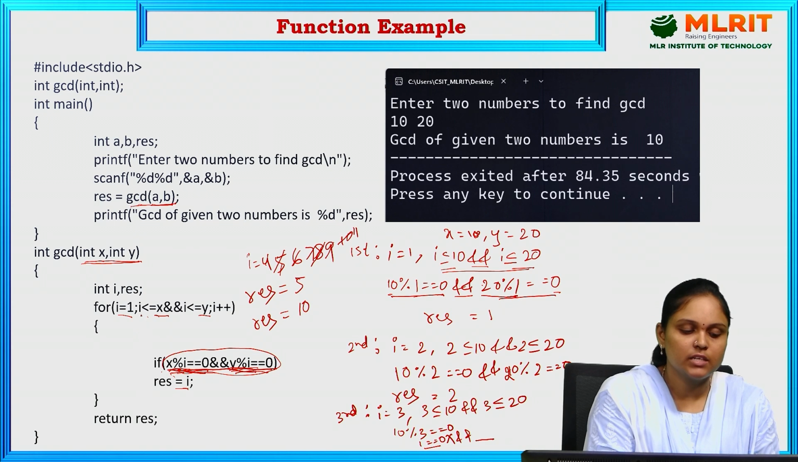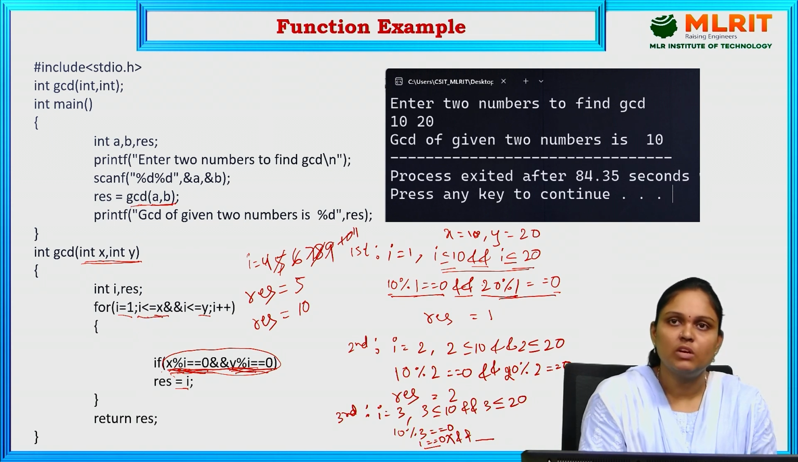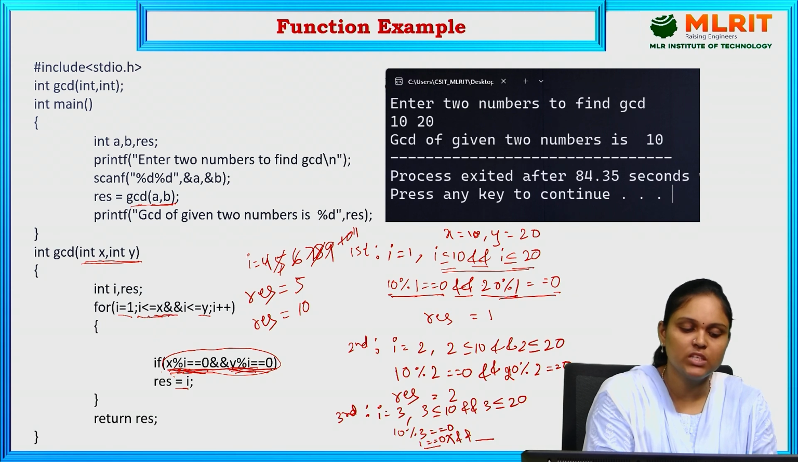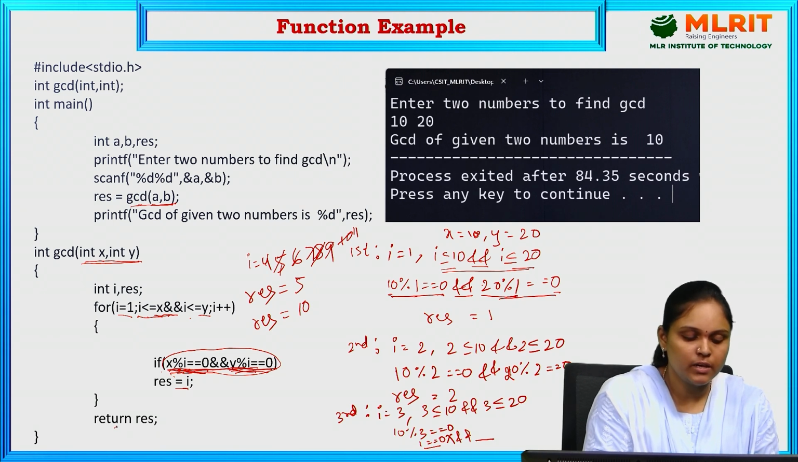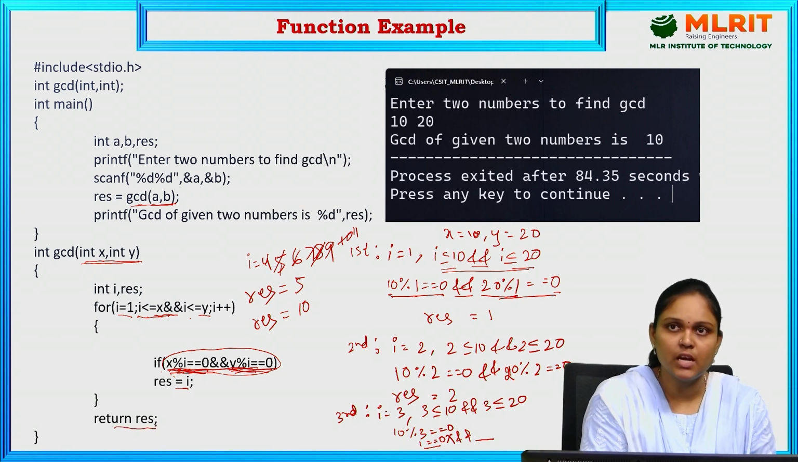And here the condition is false. So 11 less than or equal to 10 is false. Here we are using the logical AND operator, so both the conditions should be satisfied. That is the reason why we are coming out of this for loop. And next we are returning the res value. In the res value, we have the GCD of those two numbers. So the GCD of the two numbers is 10.